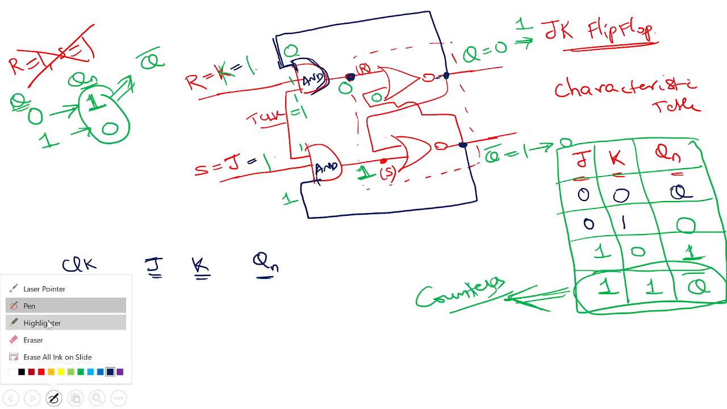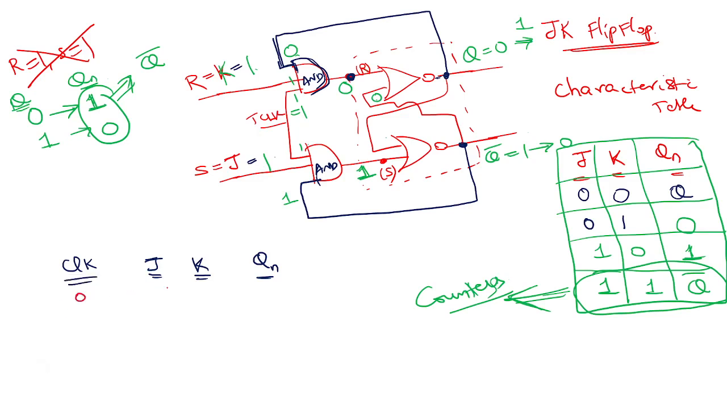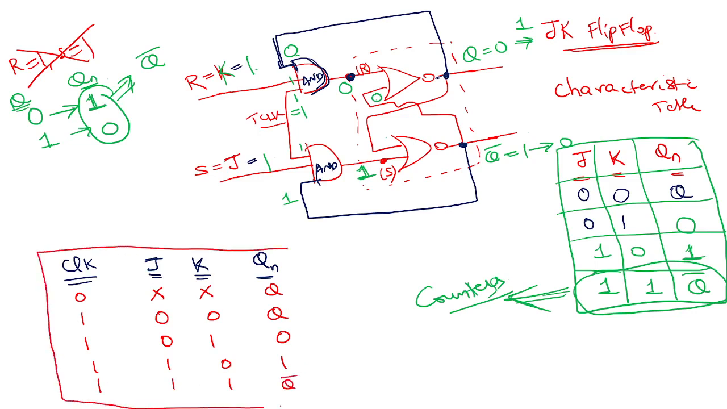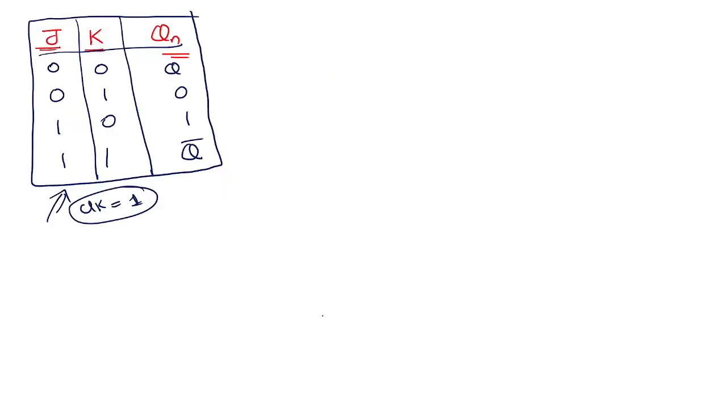Right? So, if clock is 0, no matter whatever JK is, your Qn is going to be Q. Only if clock is 1, then whatever we discussed will hold good. And clock is 1, J K is 1, 0, this is 0. Clock is 1, J K is 1, 1, that is 1. When clock is 1, JK, it's Q complement, right? This is the characteristic table. That one must keep in mind, right?